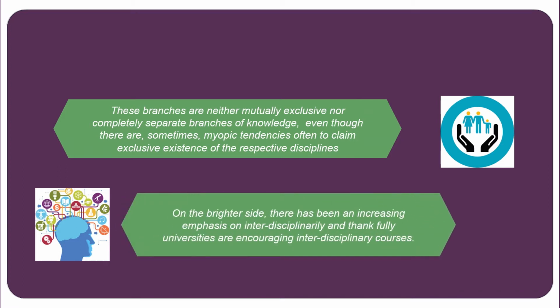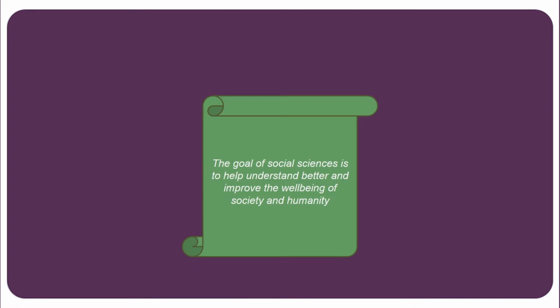On the brighter side, there has been an increasing emphasis on interdisciplinary research, and thankfully universities are encouraging interdisciplinary research courses also. The usual disciplines of social sciences can be named as political science, economics, history, anthropology, and geography. The goal of social science is to help understand better and improve the well-being of society and humanity.